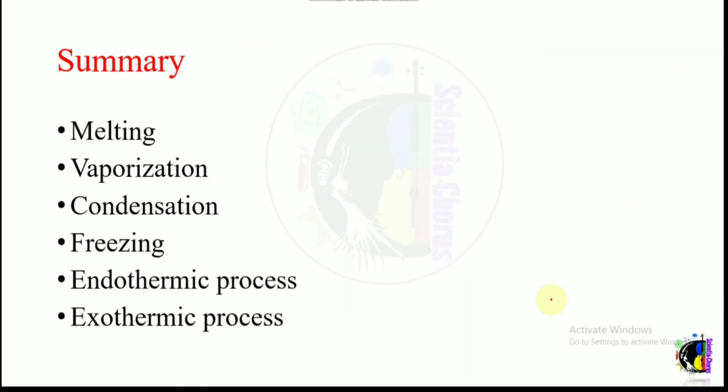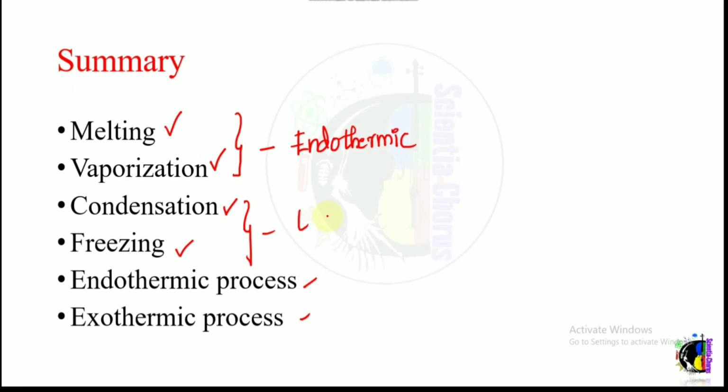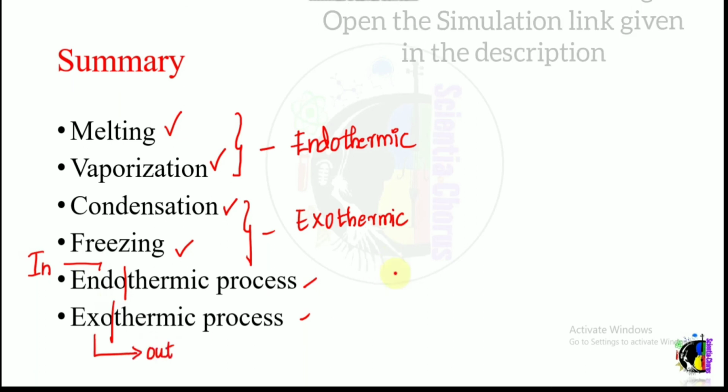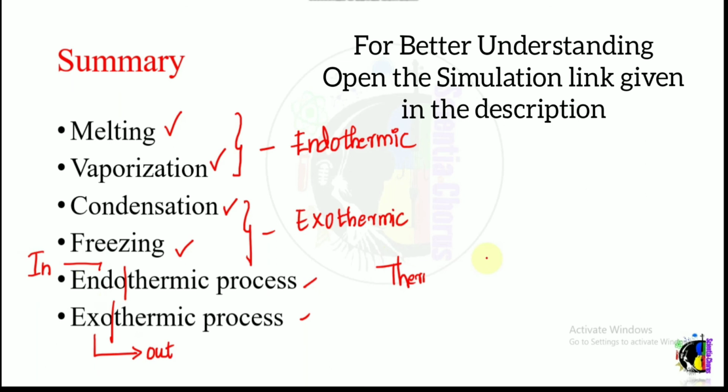I'll just read out the summary of whatever we have discussed: melting, vaporization, condensation, freezing, endo and exo. Melting and vaporization come under endothermic processes, and condensation and freezing come under exothermic processes. As I told you, endo means in, exo means out, and thermic means heat. I hope you're clear.